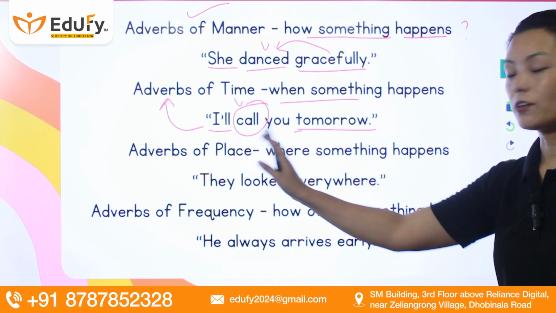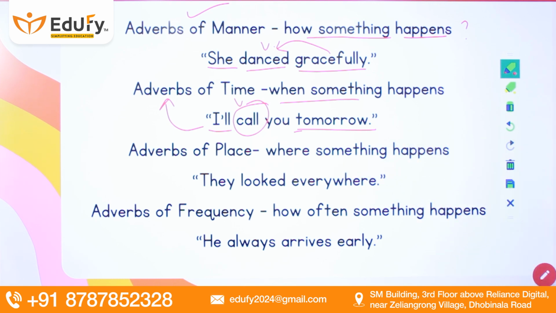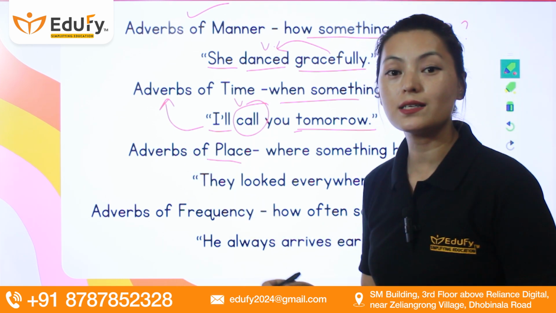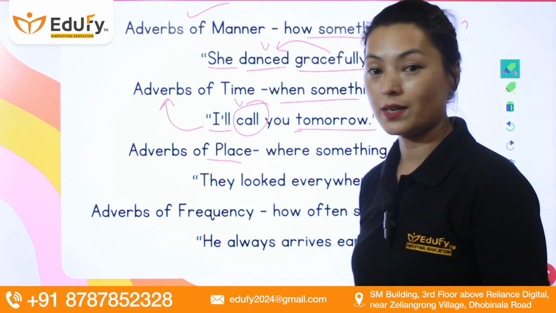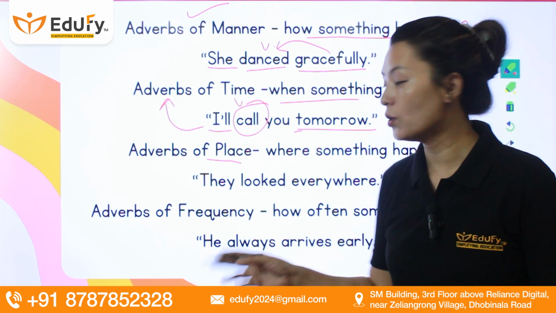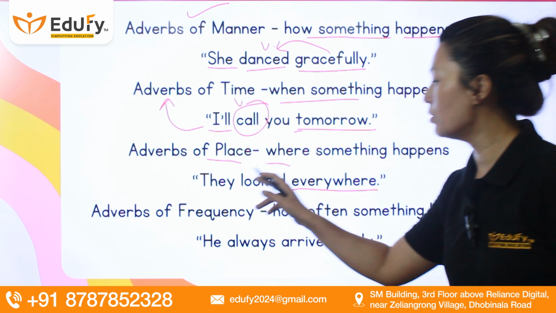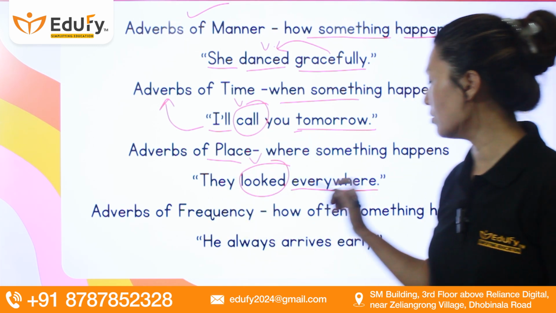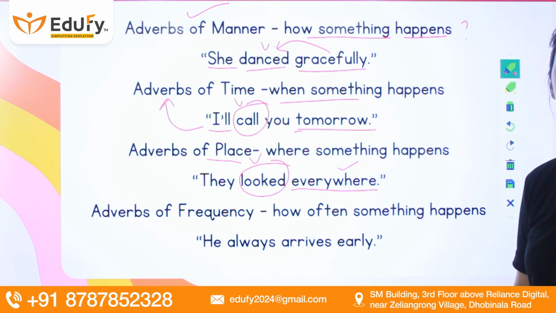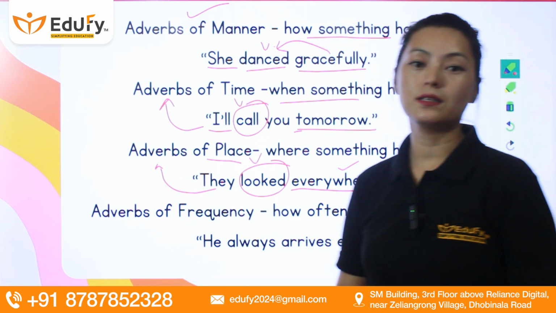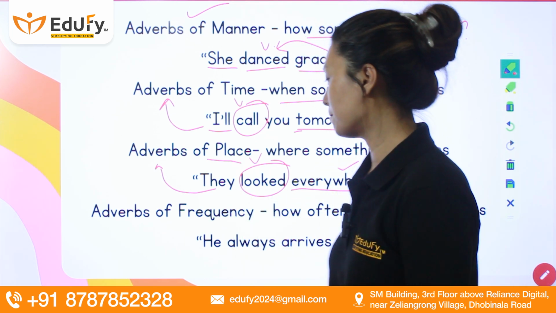Next one, adverbs of place, where something happens. Again, we'll have to look at the adverb of place. What does it tell you? Where something has happened. So, they looked everywhere. Where did they look? Everywhere. Looked is the verb, right? They looked everywhere. Where did they look? Answering the question, it is the word everywhere. So therefore, everywhere will be considered as the adverb of place.